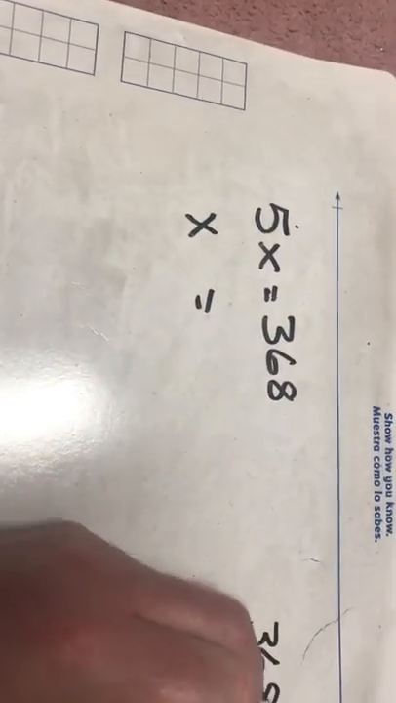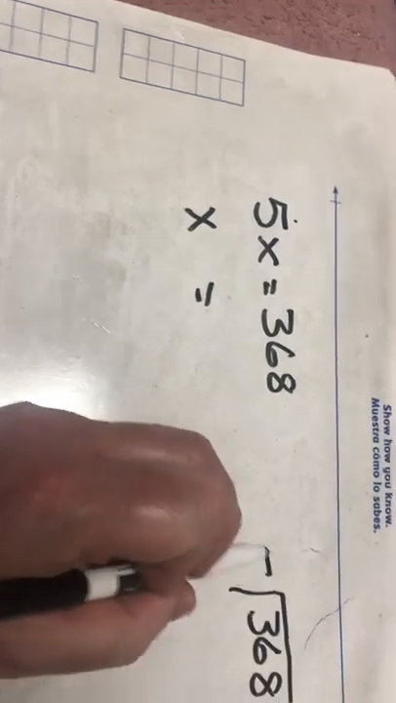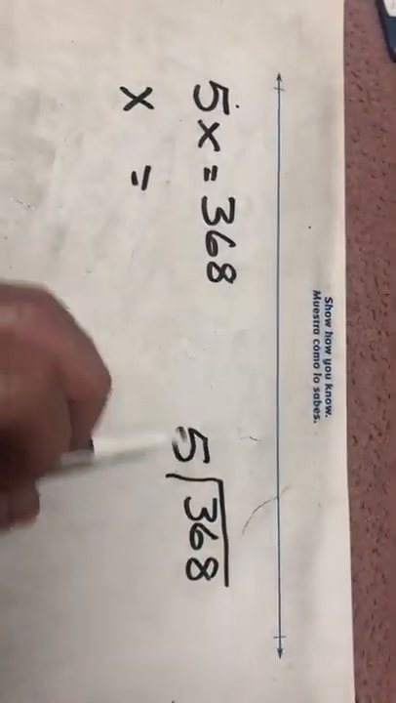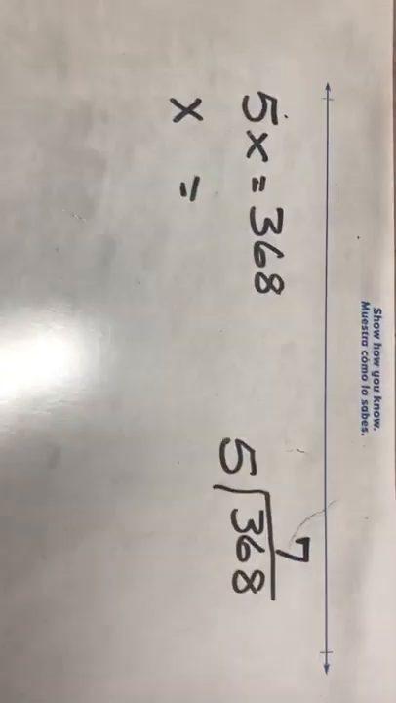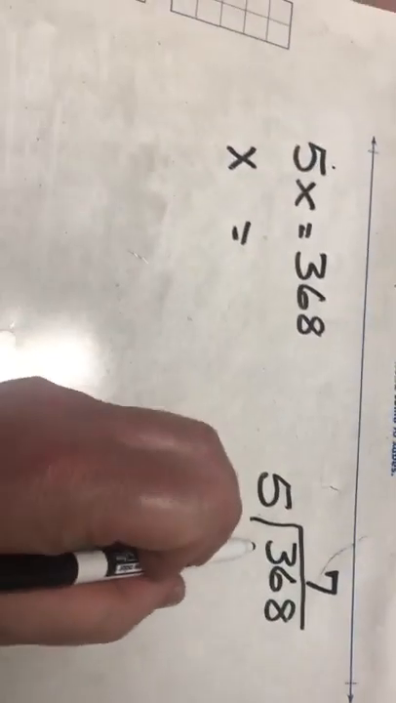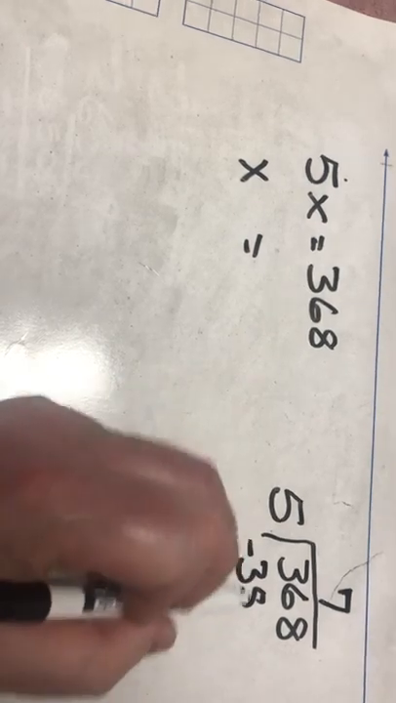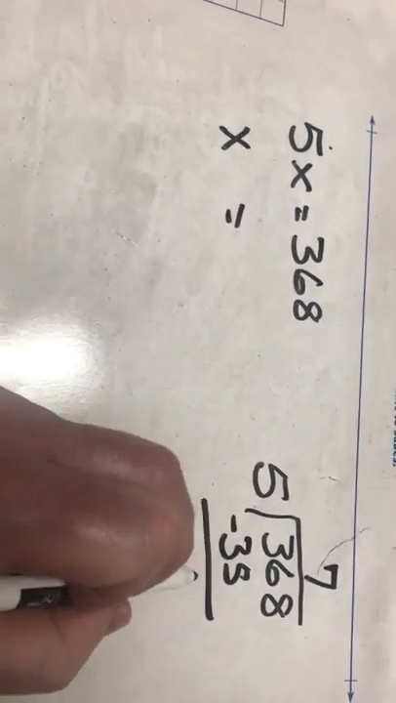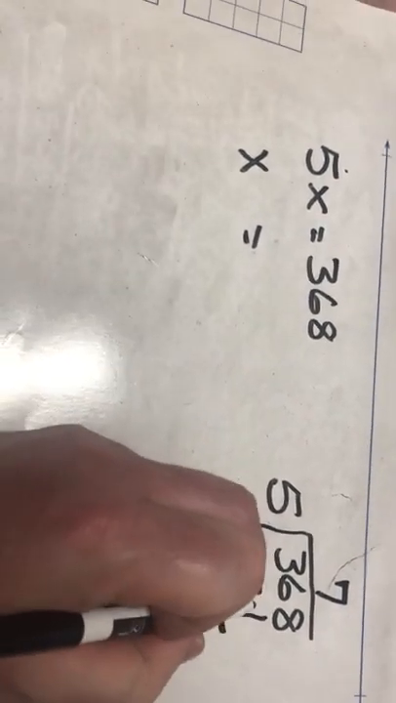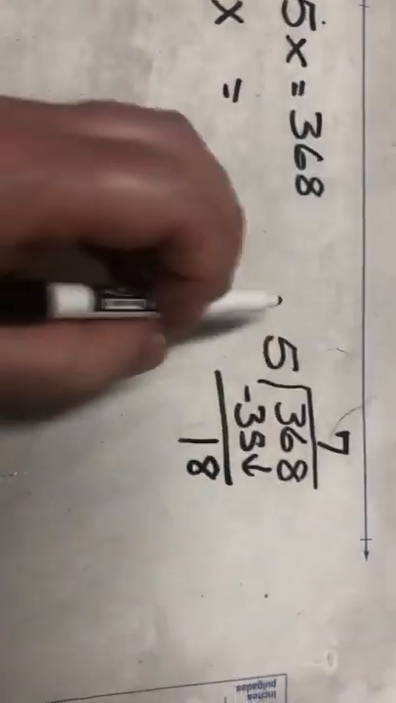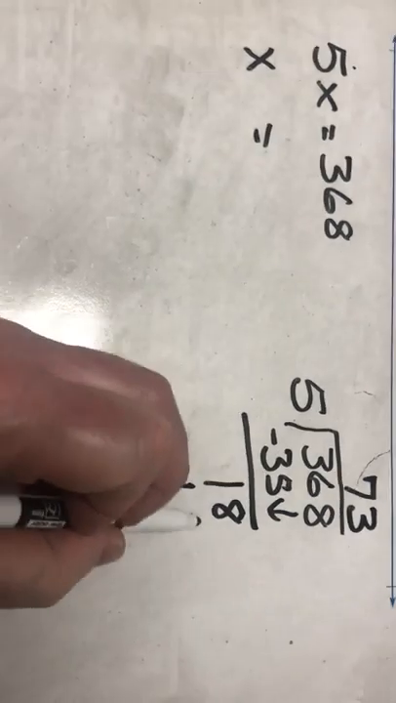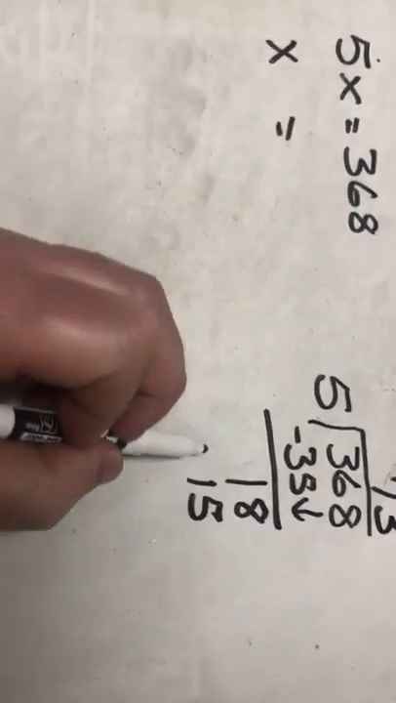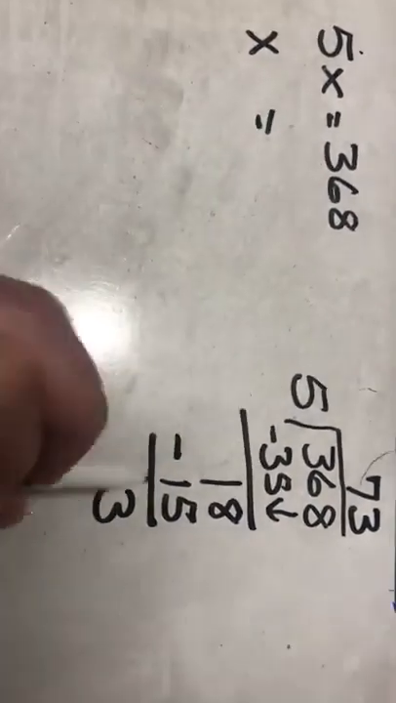So I'm going to come over here, and I'm going to do 368 divided by 5. Well, 5 can't go into 3, but I know that 5 can go into 36 7 times. 7 times 5 is 35. 36 minus 35 is 1. I'm going to bring down the 8. 5 can go into 18 3 times. 3 times 5 is 15. 18 minus 15 is 3.